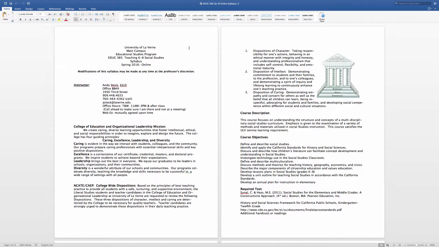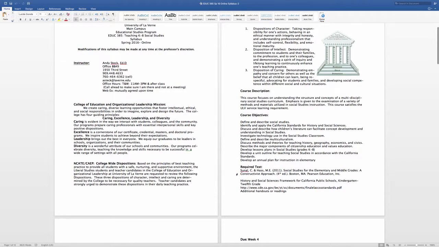Our dispositions are dispositions of character, intellect, and caring, and I will look at those throughout the semester as you demonstrate all of those dispositions. The course description is that we're going to learn to teach social studies in an integrated way. We're going to integrate it into subjects such as math and science and English language arts and reading. The course objectives are as stated here in the syllabus. And all of the assignments match up to one or more of the course objectives.